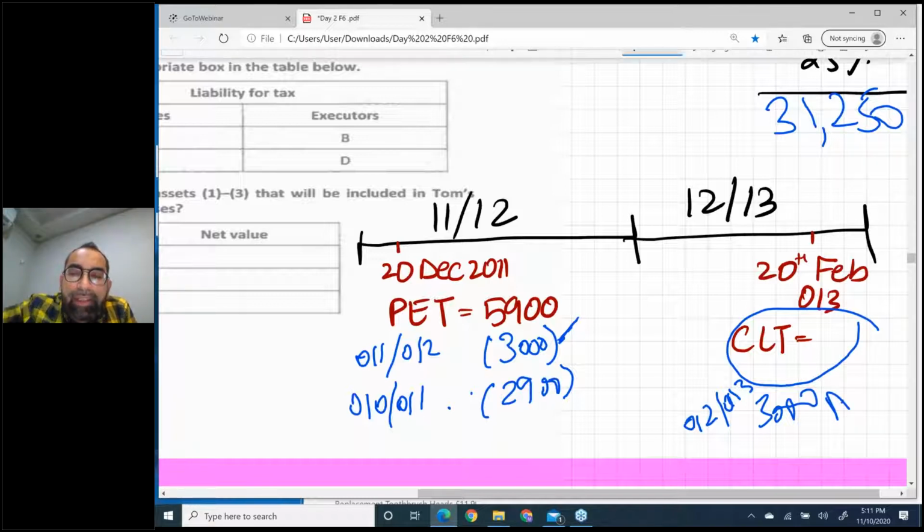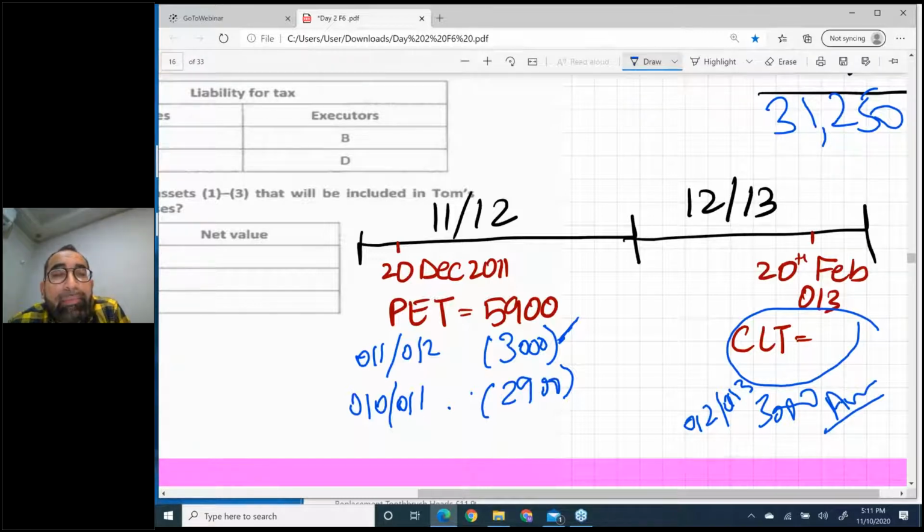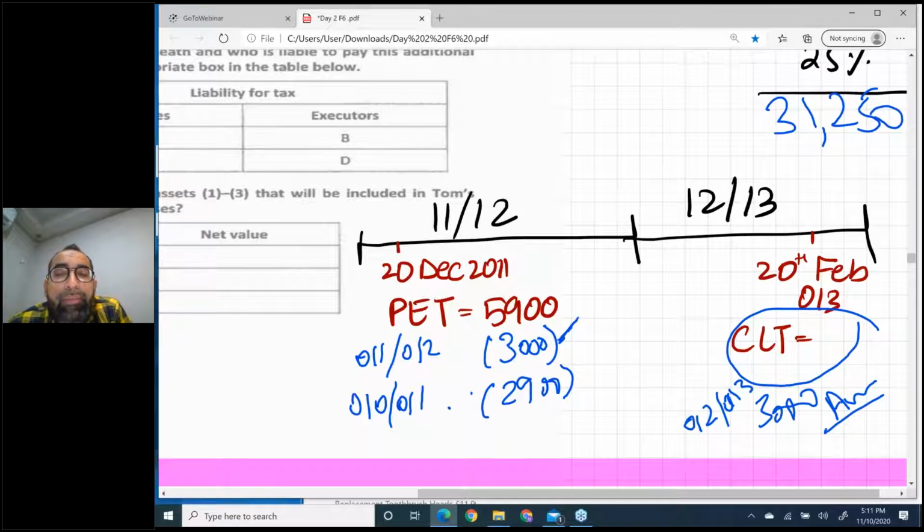What the examiner asked is how much annual exemption is available for the CLT which we did on 20th Feb 13. That is only 3000, because last year's annual exemption has already been used.